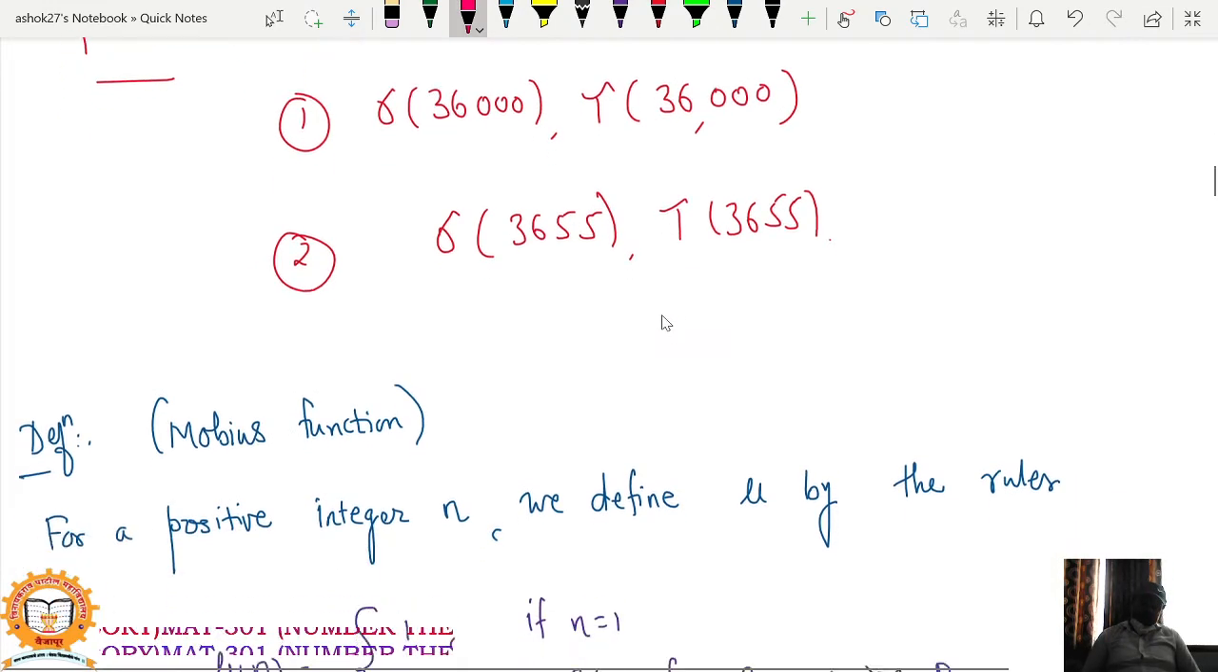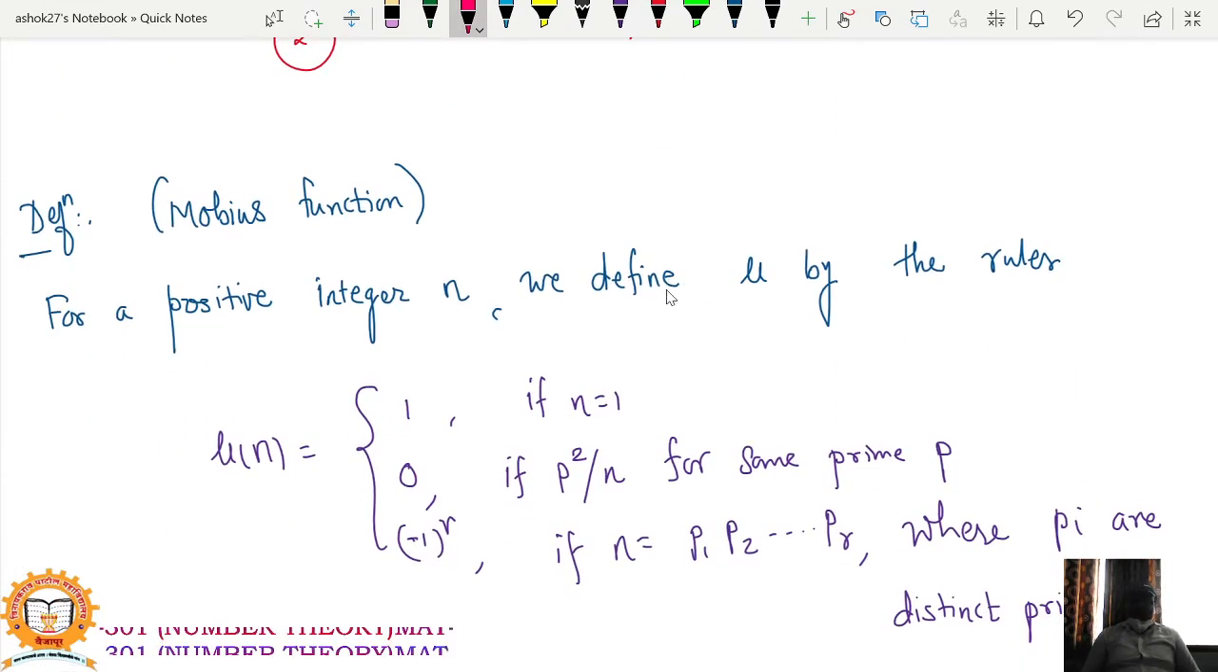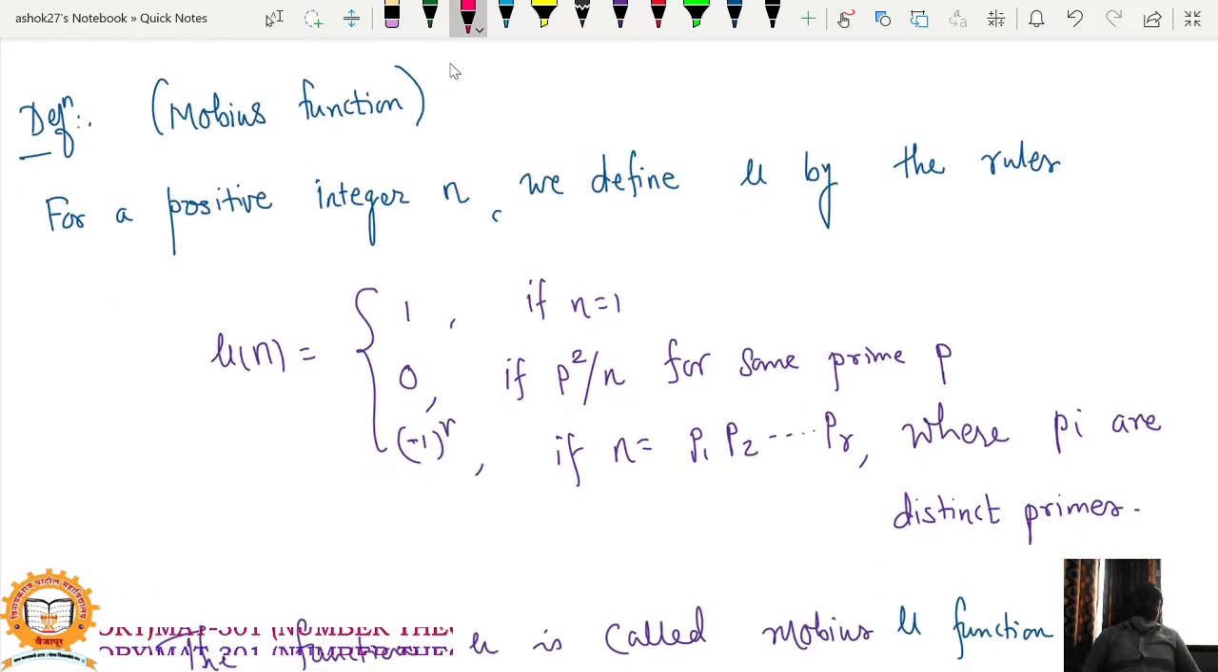So next topic, that is the Mobius function. What is the Mobius function? This is the third number theoretic function. The Mobius function is denoted by mu. So mu is a number theoretic function. For a positive integer n, we define mu by the following rules.